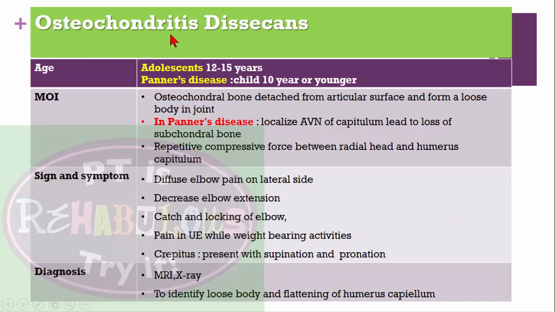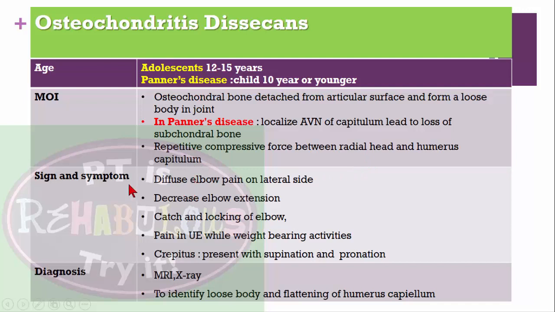Let's learn osteochondritis dissecans for adolescents. Age of onset is 12 to 15 years. For Panner's disease, the child is 10 years or younger. Mechanism of injury for osteochondritis dissecans: the bone is detached from the articular surface and forms a loose body in the joint, so that will cause osteochondritis dissecans. In Panner's disease, localized avascular necrosis of the capitulum leads to loss of subchondral bone. Repetitive force between the radial head, the humerus and the capitulum causes Panner's disease.